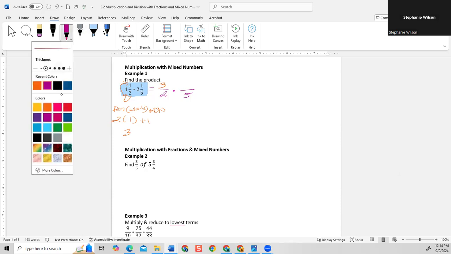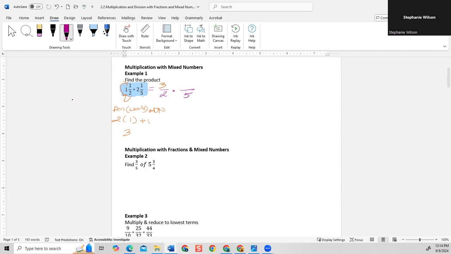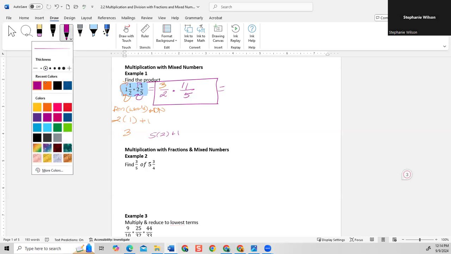Let's figure out the next new numerator. I'm going to take the denominator, which is 5, times 2, so 5 times 2 is 10, and add the old numerator, which is 1, so 10 plus 1 is 11. All right, so this is rewritten. Now I ask myself, is there a number on top that will reduce with a number on bottom? Well, 3's prime, 2's prime, 5's prime, 11's prime, they're all prime. So no, they do not reduce with each other.